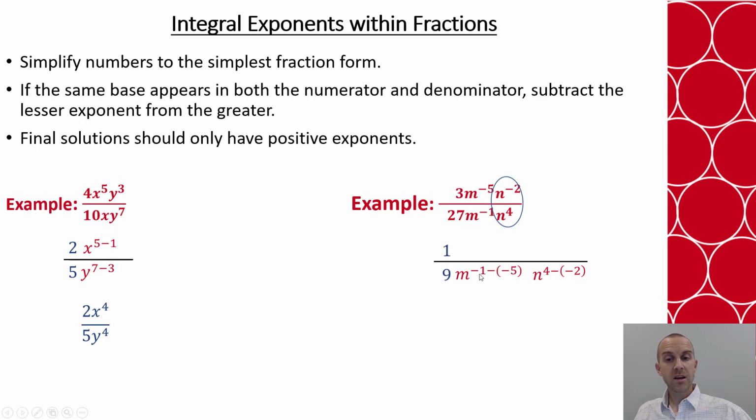So negative 1 plus positive 5 is positive 4. 4 plus positive 2 is 6. So when simplified, this becomes 1 over 9m to the positive 4 n to the positive 6. And again, my exponents here are positive, so I have a fully simplified expression.